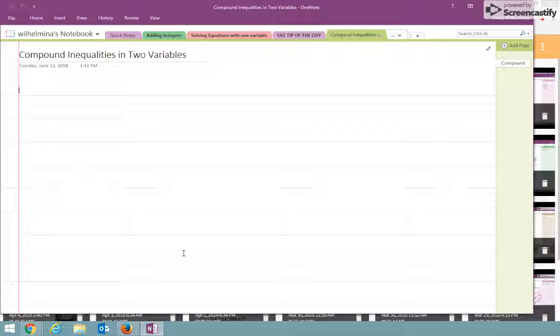Okay, I had a question from my BlendFlex class. Well, actually, the student is in the online class, but it will help all classes. I have two online classes and one BlendFlex class. The question says graph the compound inequality.